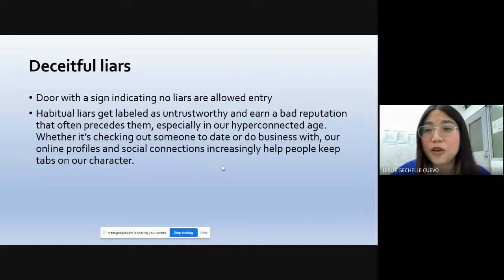So, door with a sign indicating no liars are allowed entry. Habitual liars get labeled as untrustworthy and earn a bad reputation that often precedes them, especially in our hyper-connected age. Whether it's checking out someone to date or do business with, our online profiles and social connections increasingly help people keep tabs on our character. So social media, usually, ang mga pinupost natin, yung mga magagandang bagay lang. Nyari, yung sweet kayo ng jowa mo. Pero kapag nag-aaway kayo, nagpo-post ka ba sa lahat ng pagkakataon? Hindi naman, di ba? Kasi nga, you want to show people good things lang. But the bad things, you don't want to inform other people. Kaya nga ito, social connections increasingly help people keep tabs on our character. Ma-inform sila kung ano ka ba talaga.